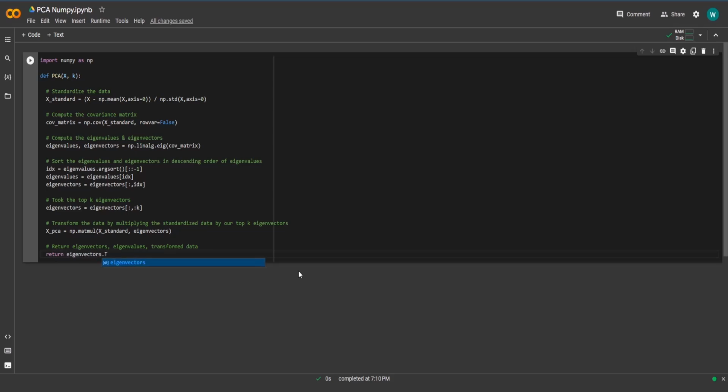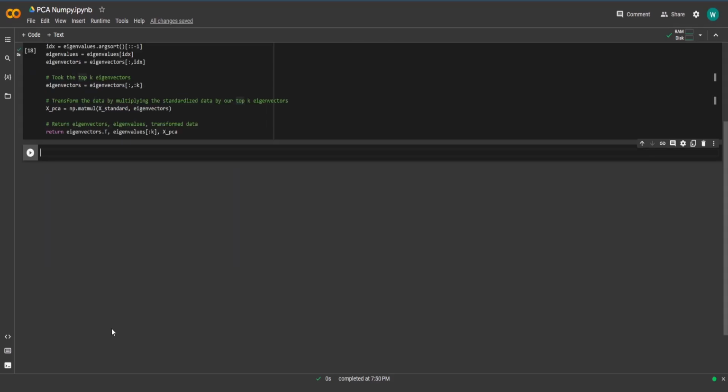And what we actually want to do is transpose this. It's not a really huge deal, but in data science it's just common to represent our vectors in rows instead of columns. So that's what we'll do. And then we return the top k eigenvalues, and then we return our transformed data. Okay, let's go ahead and do that.